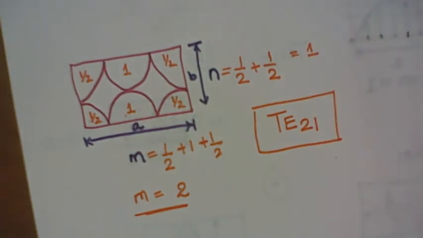Okay, this is TE21 mode. So with the help of this, we can get that there are infinite number of transverse electric modes. I am repeating one more time.